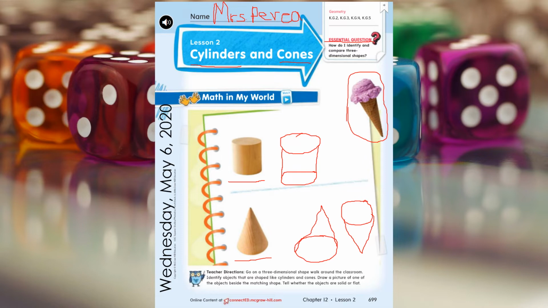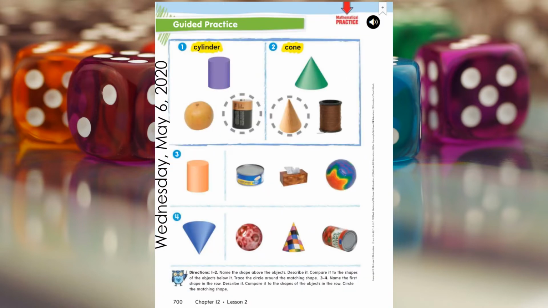All right, let's go to the next page. On this page, we're still trying to look for objects that are cylinders and cones. So number 1 and 2 have been done for us. Number 1 here was a model of a cylinder. We had to choose which one of these was a cylinder. And it was the battery. Ooh, that's a good one.